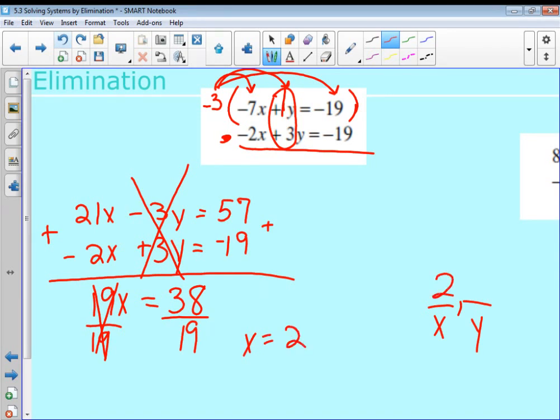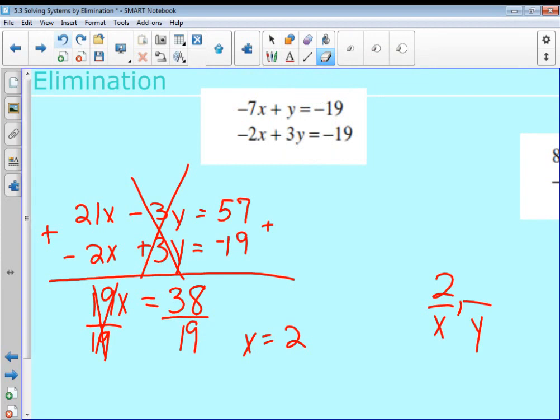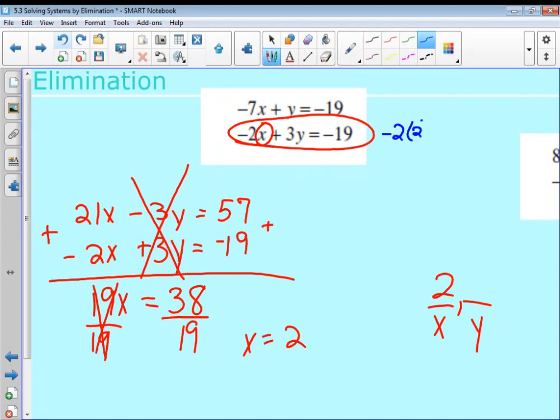Okay, so it doesn't matter which equation I pick. Total choice, it can be one of the originals, it can be one of the new equations that I wrote. I'm going to go ahead and work off of this bottom equation just because, I don't know, that's the one that I'm going to pick this time. So wherever I have x, which is right here, I have to put a positive 2. Okay, so I've got -2 times a positive 2 plus 3y equals -19. Okay, so here I get -4 plus 3y equals -19.